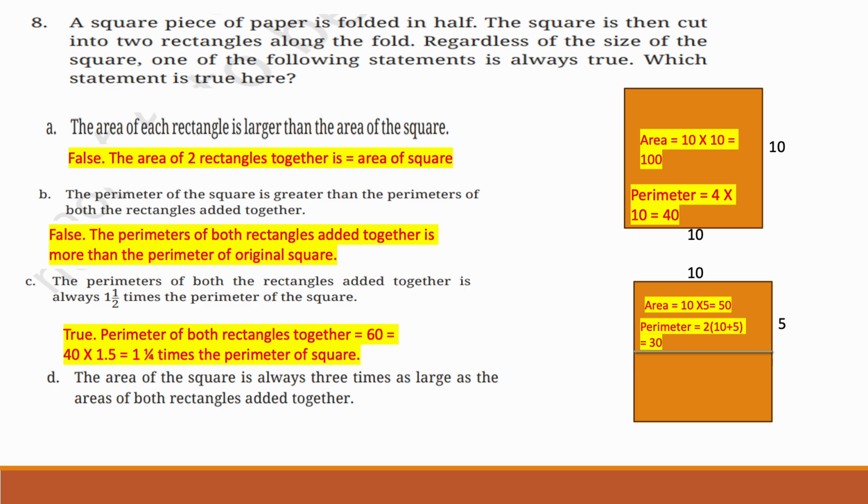Next one, the area of the square is always 3 times as large as the areas of both rectangles added together. See here, the area of the square is 100. The area of each rectangle is 50. This statement is false. The area of two rectangles together is equal to the area of the square.